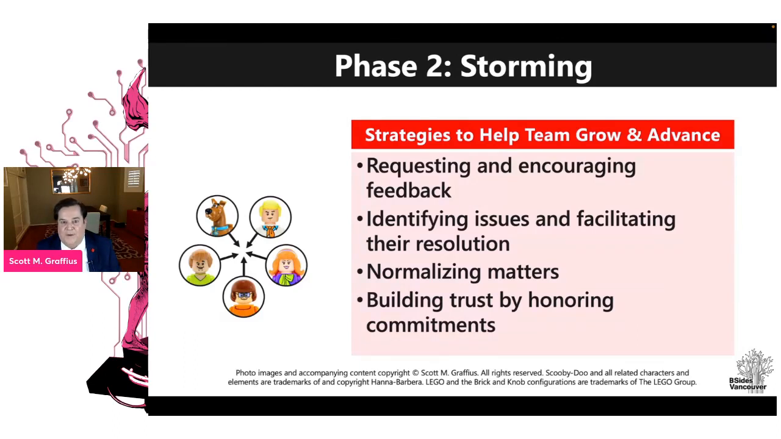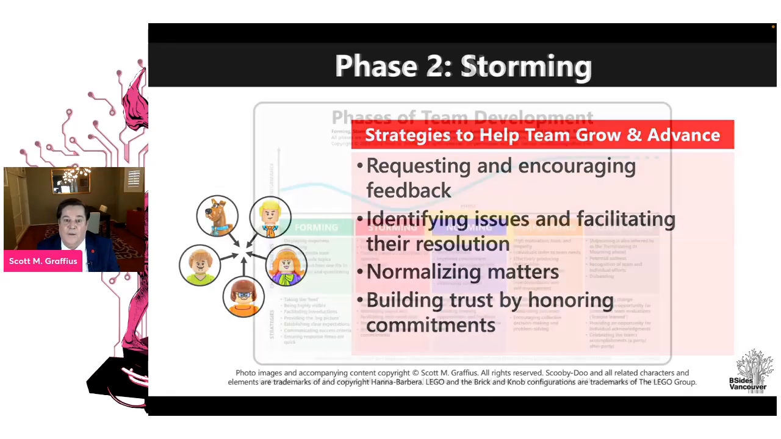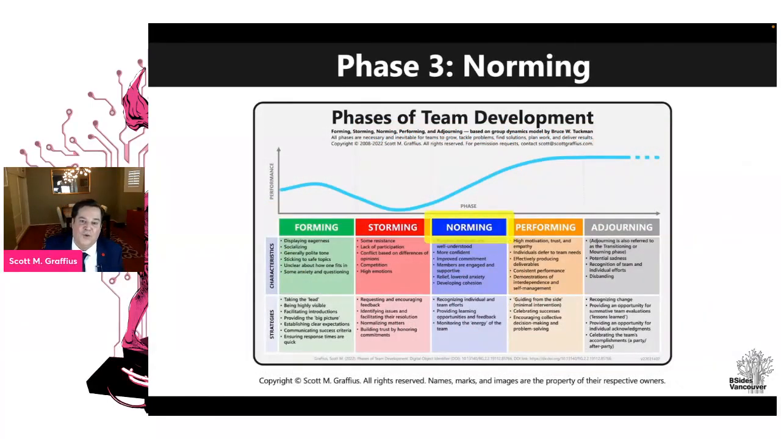Now listen, things happen. So maybe a meeting gets canceled. That's not what I'm about to address. But let's say three of them get canceled in a row, or four get canceled in a row, especially at the beginning of the project. Well, not only are you not honoring commitments, you're eroding trust. So as simple as it might sound, honoring commitments goes a real long way in building trust. And that brings us to the norming phase.